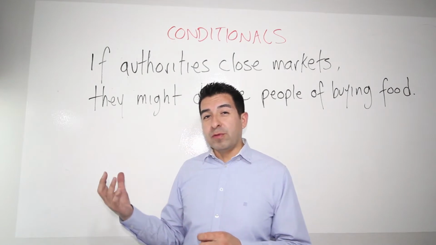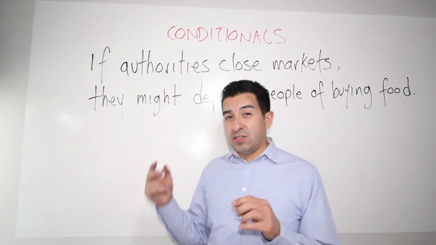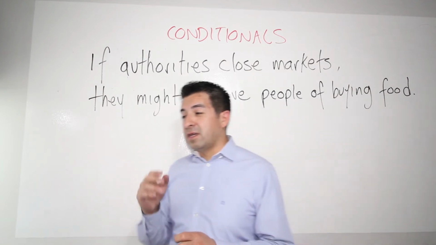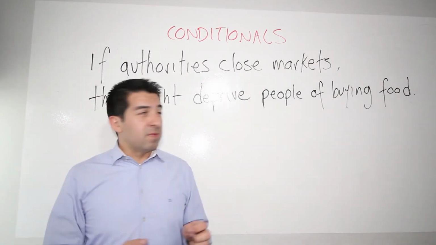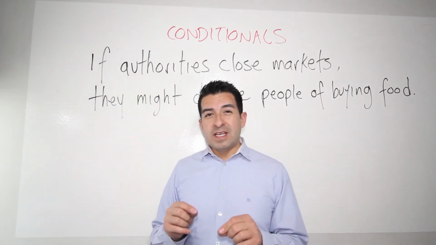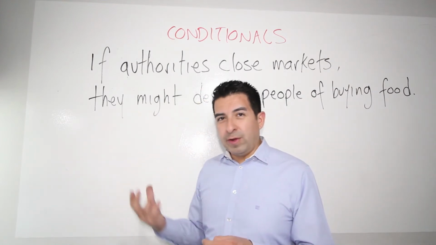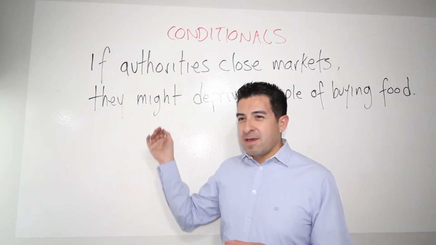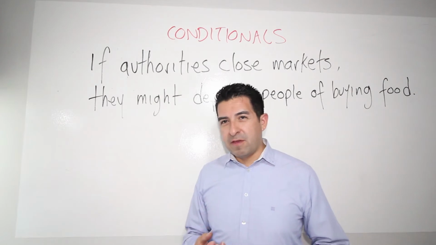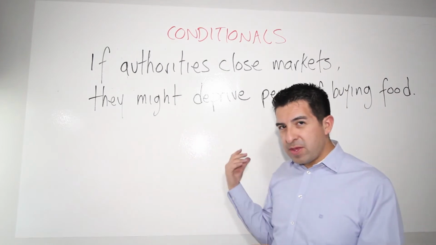This is another example of real conditionals, and it's as a supposition. If authorities close markets, they might deprive people of buying food. In this case, will is not the only option in this main clause. We may use will, but also might. But what about they could deprive people of buying food, or they can deprive people?